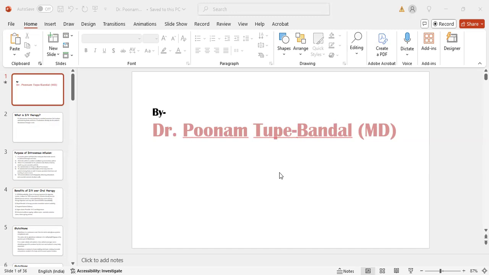Am I audible, visible? Please type in chat box. Yes, sir. Yes, alopecia areata, it is an autoimmune disorder. What to do?